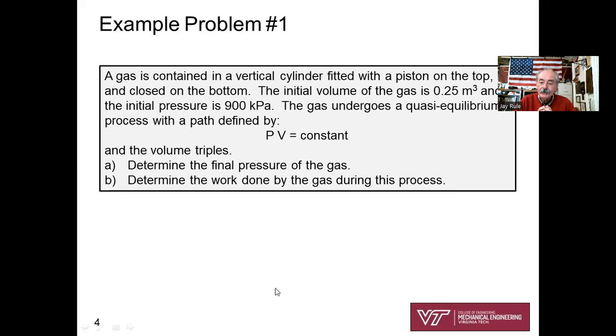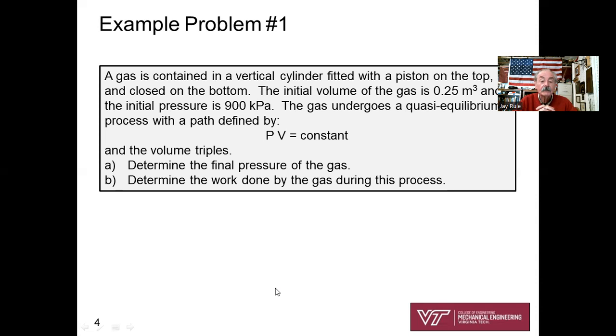The gas undergoes a quasi-equilibrium process with a path defined by P times V, pressure times volume, equals constant, and the volume triples during the process. Determine the final pressure of the gas and determine the work done by the gas during the process. Two simple questions, maybe not quite so simple to find.